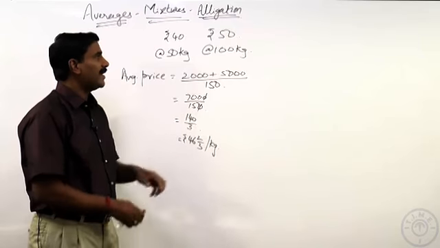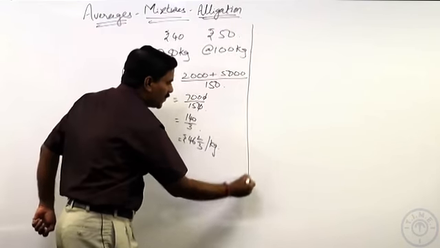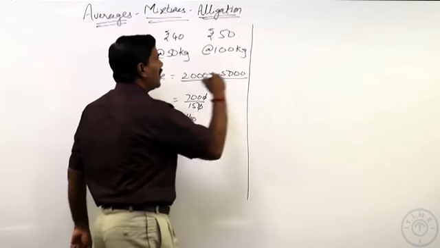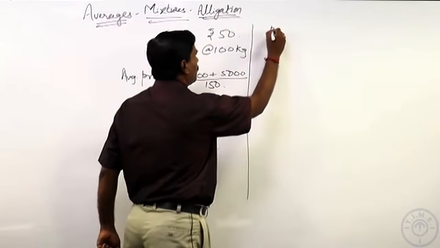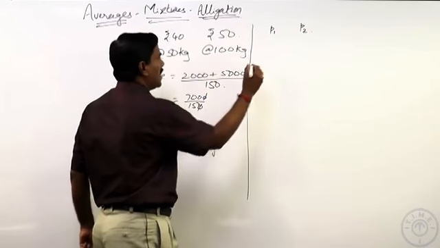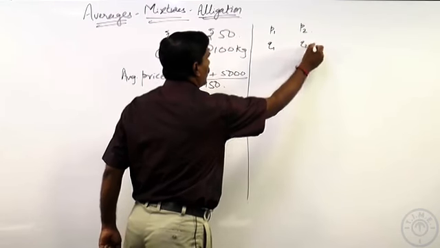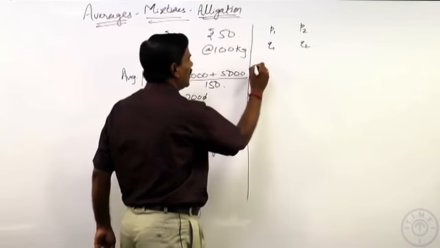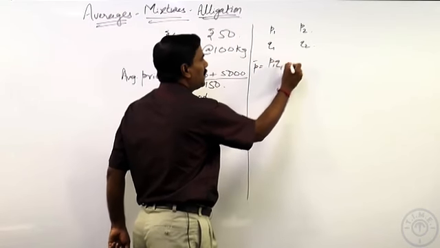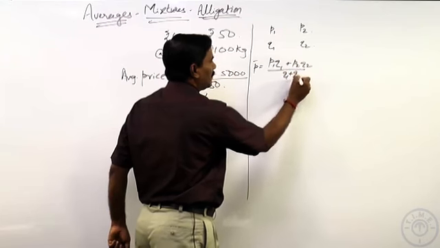Now, how can we arrive at the alligation rule based on this? To understand that, let us assume these are all in terms of variables. The first variety has a price of P1, and the second variety has a price of P2, with the first quantity as Q1 and the second quantity as Q2. Then the average price, which I'll represent as P bar, is P1 Q1 plus P2 Q2 divided by the total quantity Q1 plus Q2.